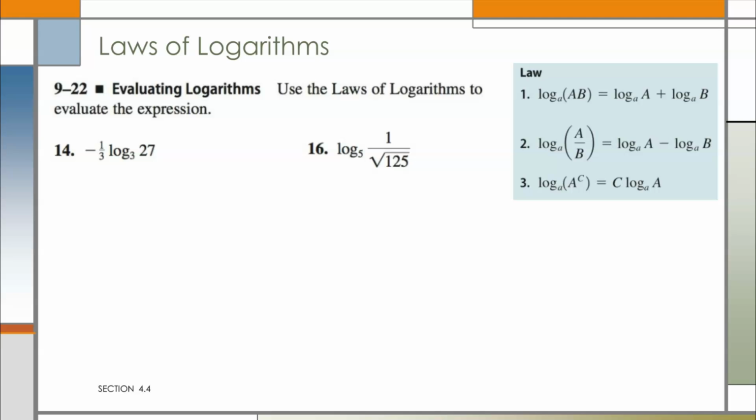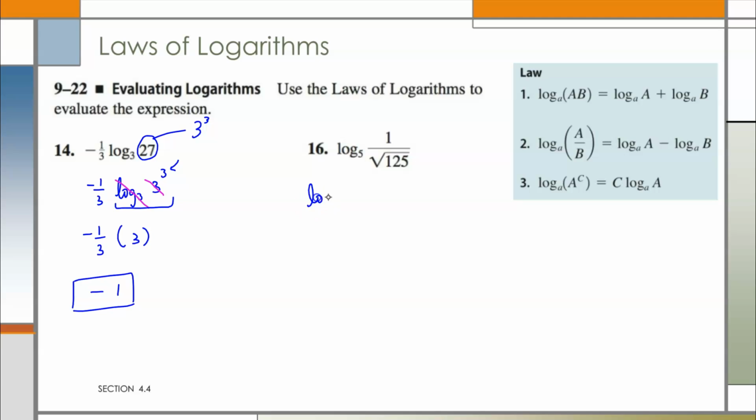Okay, use the laws of logarithms to evaluate the expression. Let's look at our first example. We have negative 1/3 log base 3 of 27. All I'm going to do is write 27 as 3 cubed. Why I did that is I know a log undoes an exponential. Since that log undoes the exponential, here we're just left with 3. Negative 1/3 times 3 is negative 1, and we're done.